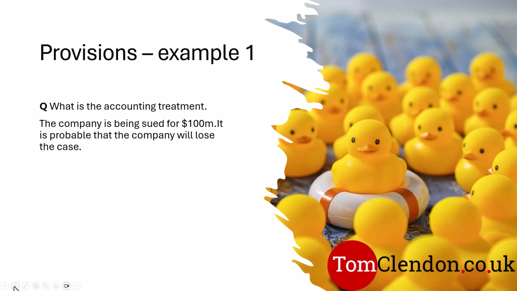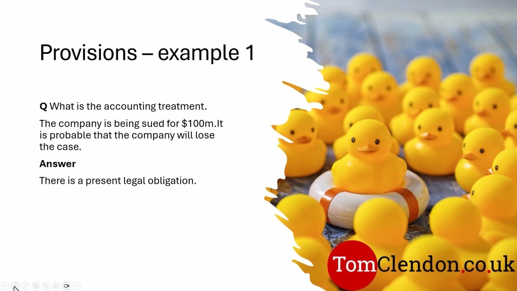What I want to do is to show you some simple examples so that you can see the application of that definition. The company's being sued for 100 million. So there is a nice, reliable number. It is probable the company will lose the case. And we have to state what the accounting treatment is. Well, I think this is pretty black and white because all 3 criteria appear to have been met.